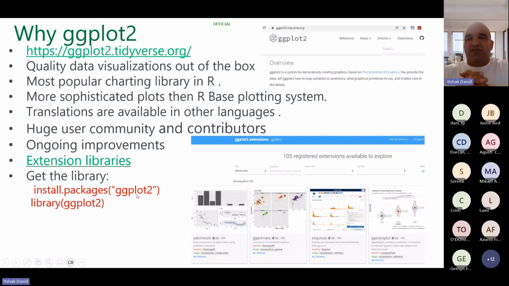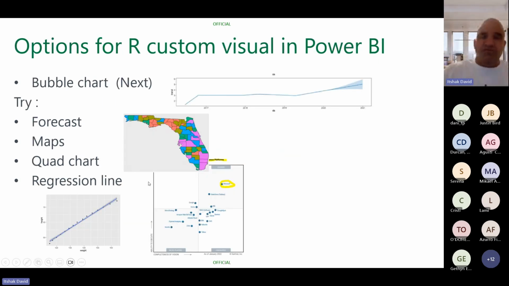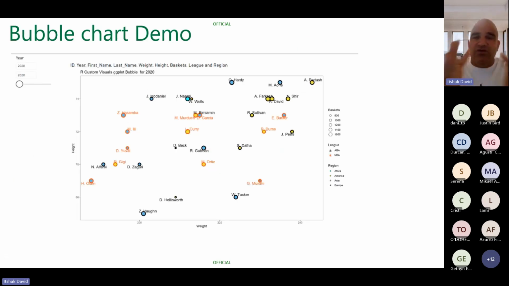So what are the steps to build our custom visual in Power BI? We'll see it very well now. Configure your Power BI environment, install the required packages we installed before, get data, load the data in your Power BI, create a filter slicer based on the demo, drag a custom visual, export data, and load the required libraries. Let's see the example. We have a lot of options for custom visuals in Power BI, but we want to build a bubble chart demo using R in Power BI. I do not know which visual in Power BI can do it, but it's very, very easy in R. So this is a scatter plot with additional attributes.